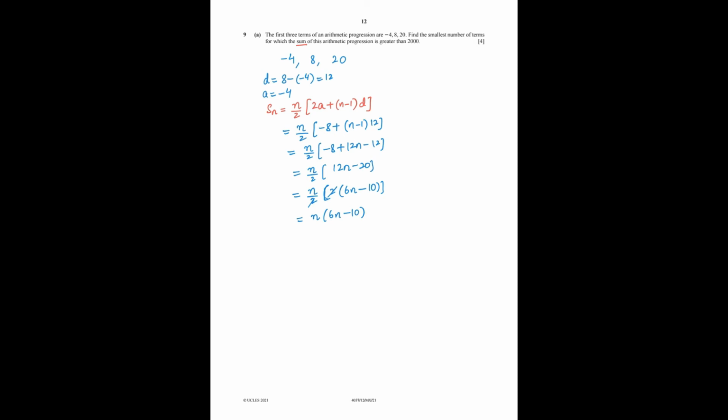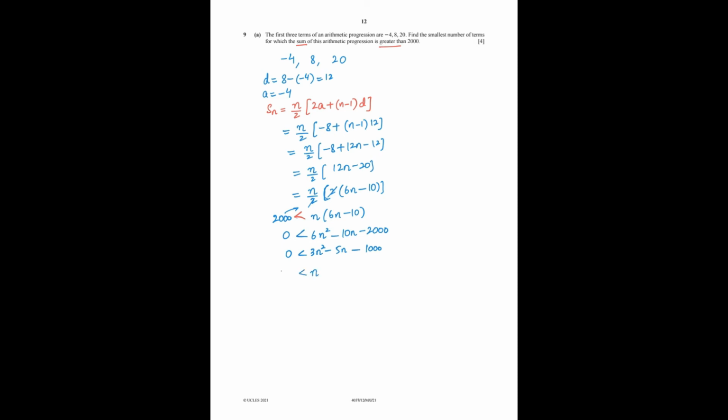Now in the question, the keyword we have is greater than 2000, so now we need to include the sign of greater than here, and the term is 2000. Alright, so if you multiply the brackets here, it's 6n square minus 10n, and if I shift 2000 on the left side, it's minus 2000 should be greater than 0. Alright, we can divide the whole equation by 2, so it's 3n square minus 5n minus 1000 is greater than 0. So you can apply a quadratic formula here, and after that you will get the values.